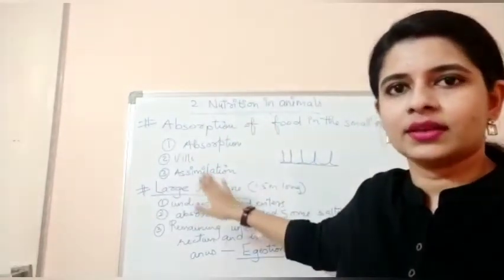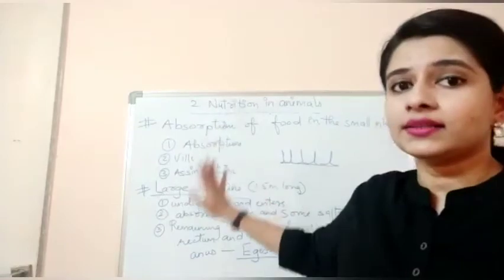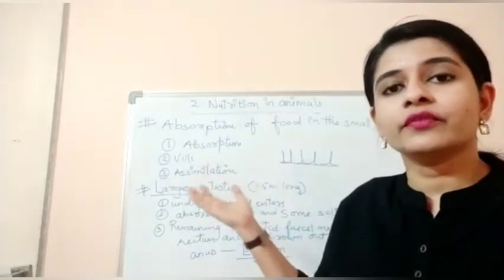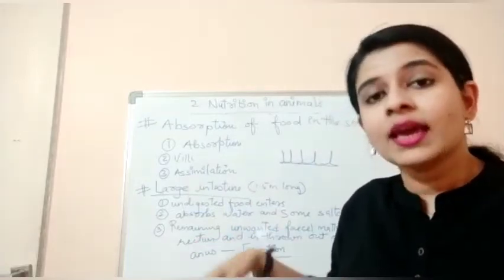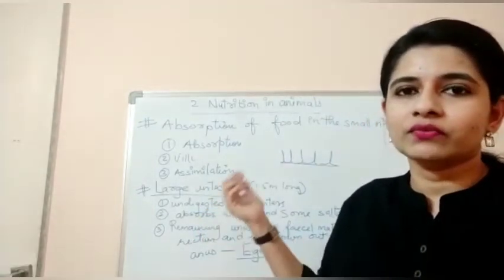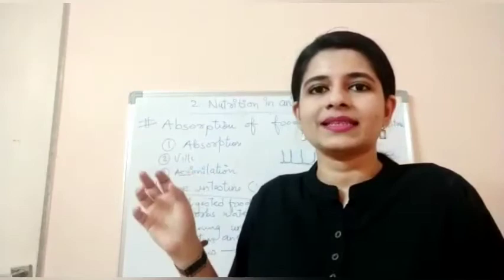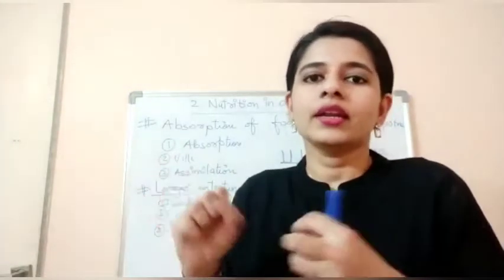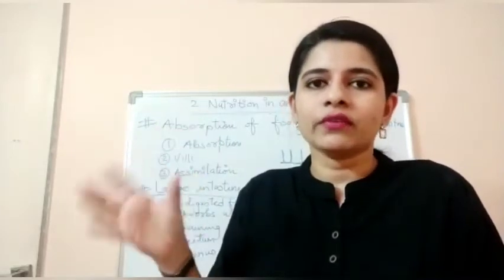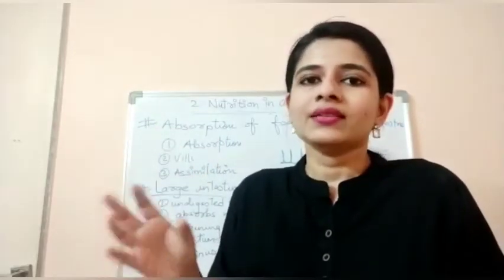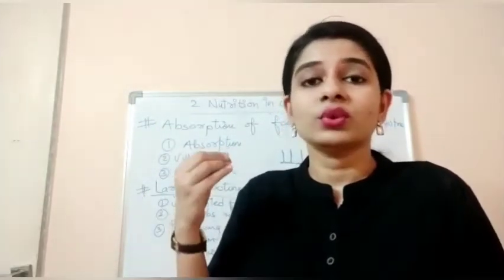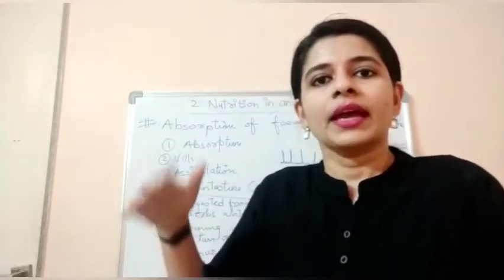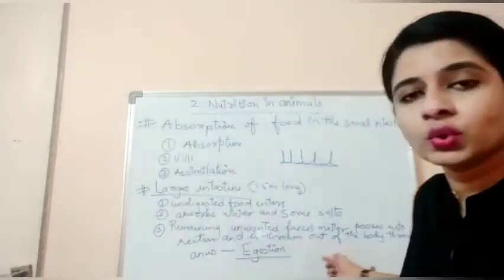Last is large intestine. It is 1.5 meter long. In the large intestine, no digestion process happens. The undigested food comes into the large intestine, and what the large intestine does is basically absorb any water or some salts if remaining. It absorbs, and the rest, whatever product is remaining, is known as fecal matter, or the waste product. And that waste product passes through the rectum and it is thrown out of the body through the anus.